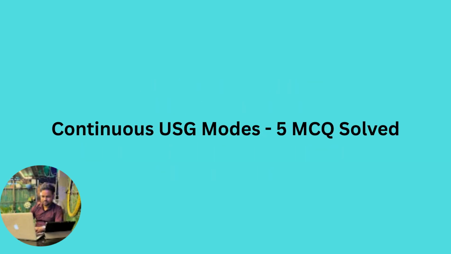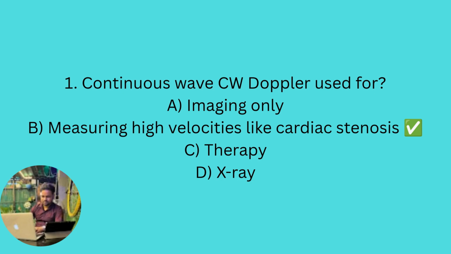So now the five questions of continuous USG modes. The first question is continuous wave CW Doppler is used for A. Imaging only, B. Measuring high velocities like cardiac stenosis, C. Therapy, D. X-ray. So answer is B. Measuring high velocities like cardiac stenosis.